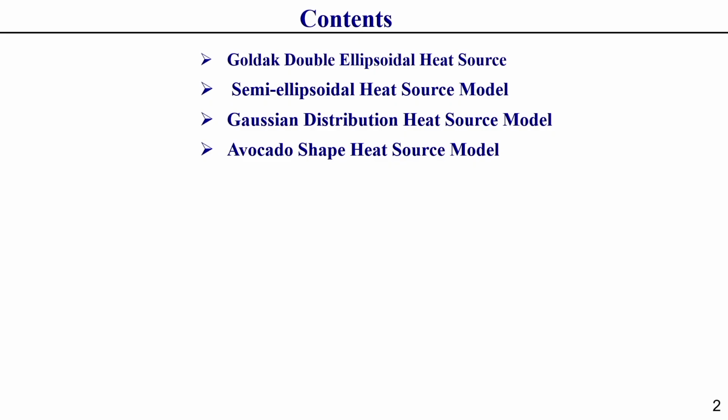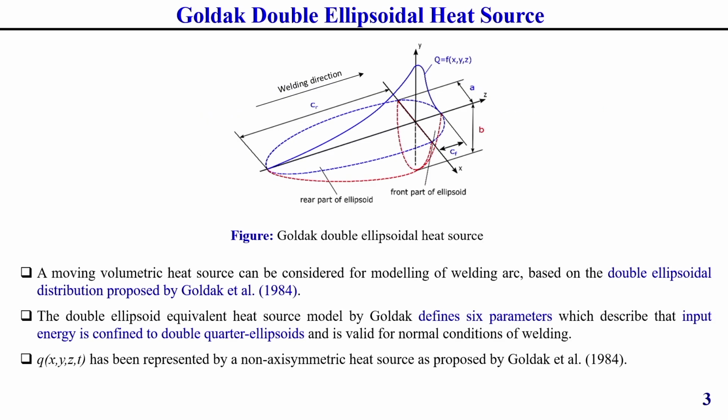Here I will first discuss in detail the Goldak double ellipsoidal heat source model. Then I will discuss the semi ellipsoidal heat source model. Then the Gaussian distribution heat source model I will also discuss. Apart from these, I will also discuss the conical shape heat source model. So, first of all I will discuss the Goldak double ellipsoidal heat source model.